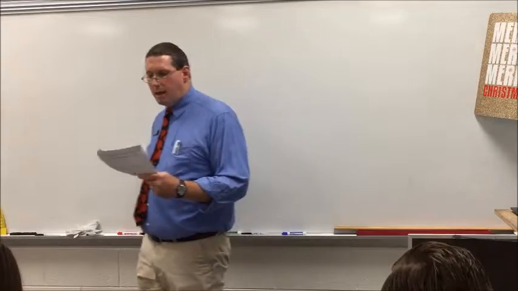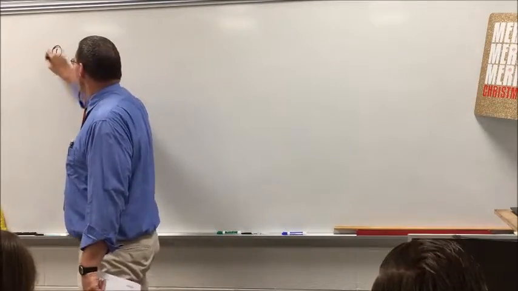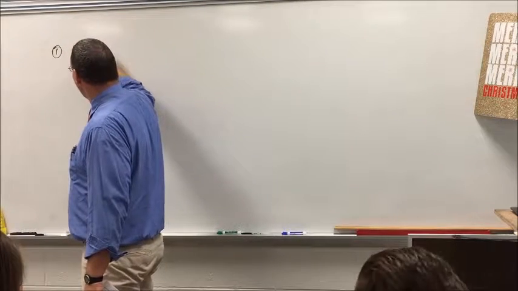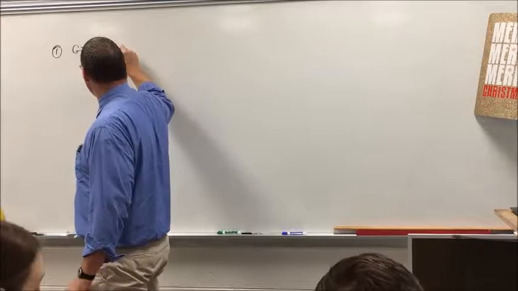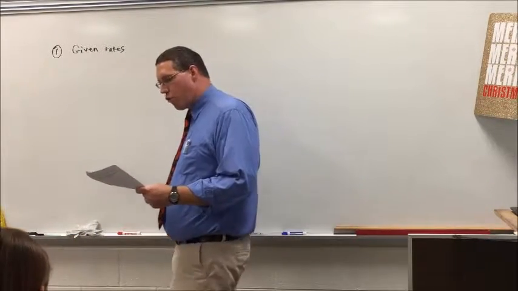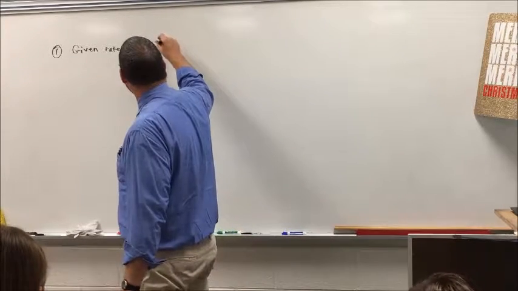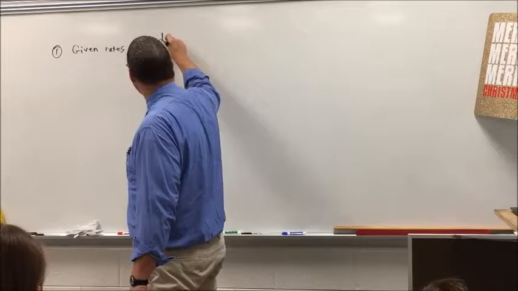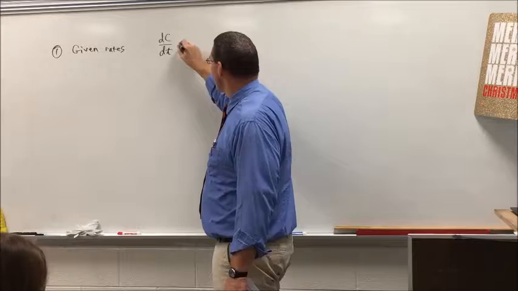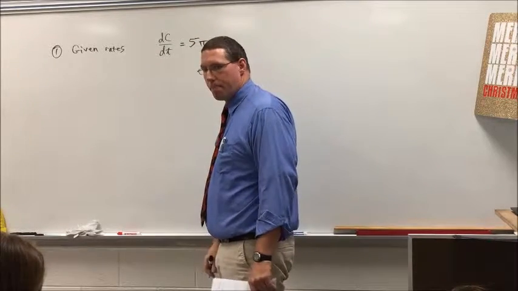All right. So it says sand. Okay. So related rates. The procedure goes like this. Step 1: identify given rates. In this case, they tell us that the circumference is increasing at a constant rate of 5 pi. So if the circumference is increasing, that means dC/dt. That's a rate of change, and it's increasing at a constant rate of 5 pi.